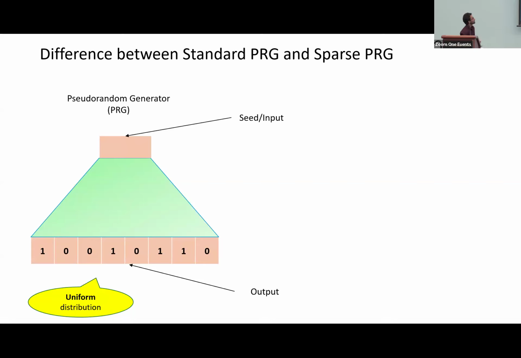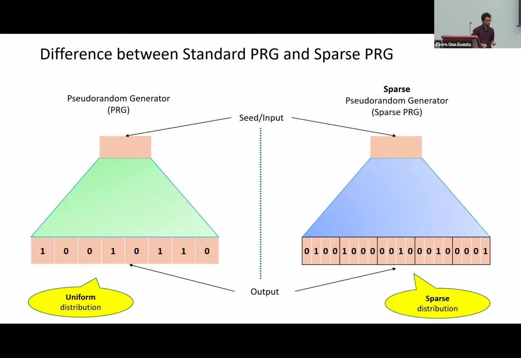So now let's define that object a bit more formally. We all know a standard PRG takes a uniform seed and outputs a uniform pseudorandom bit string. A sparse PRG, on the other hand, outputs a sparse pseudorandom bit string. In our case, we will explore a regular sparse distribution, which means that every consecutive block of some fixed number of bits will have exactly a single non-zero entry. For example, in this diagram on the right, you can see every block of 4 entries has a single non-zero entry, where the location of that non-zero entry is pseudorandom.